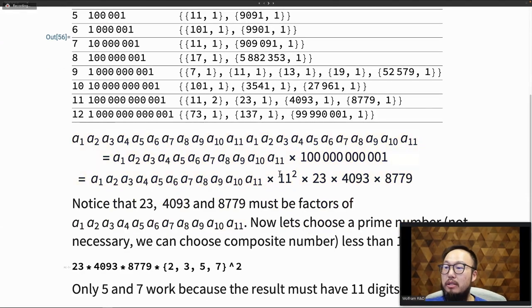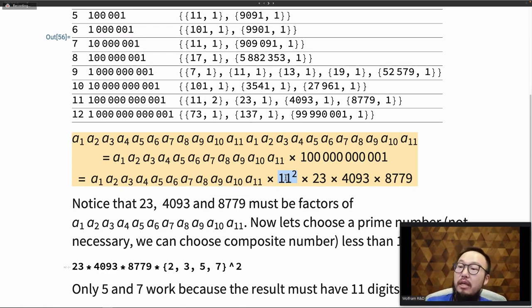Even power, because this won't affect the perfect squareness of the number. For example, you have 16, you divide by 4. 4 is a perfect square, so what's left is also a perfect square, right? So you get rid of a perfect square, that should be fine.